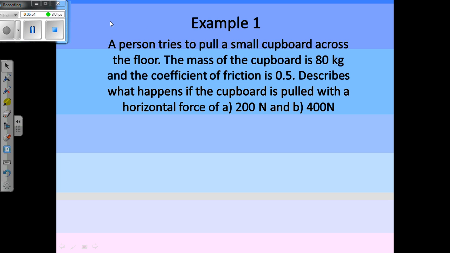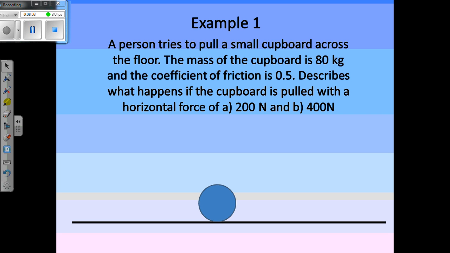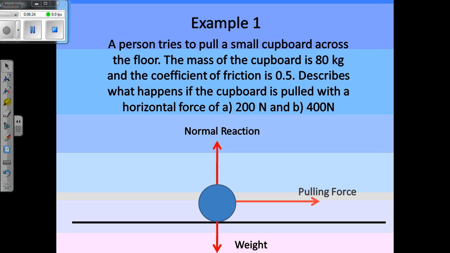Okay, let's get a diagram. Mechanics is all about getting the diagram, getting a feel for the problem, and then we can solve it from there. So I'm going to model the small cupboard by a particle, quite a big particle there, just for the sake of our modeling. At the minute, we're not going to be worrying about the size of the object. We're just going to say it has mass. So it's going to experience its weight, mg. There's going to be a normal reaction, and the person is trying to pull it, so there's going to be a pulling force to the right, and there'll be a frictional force to the left. So that's the setup, pretty standard. It's on a horizontal floor.